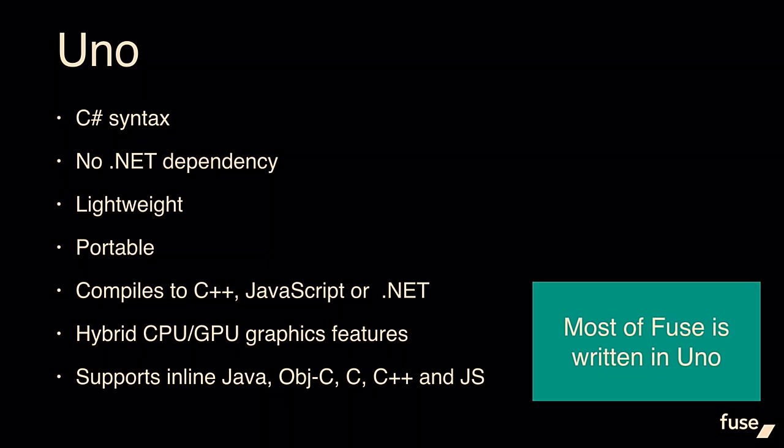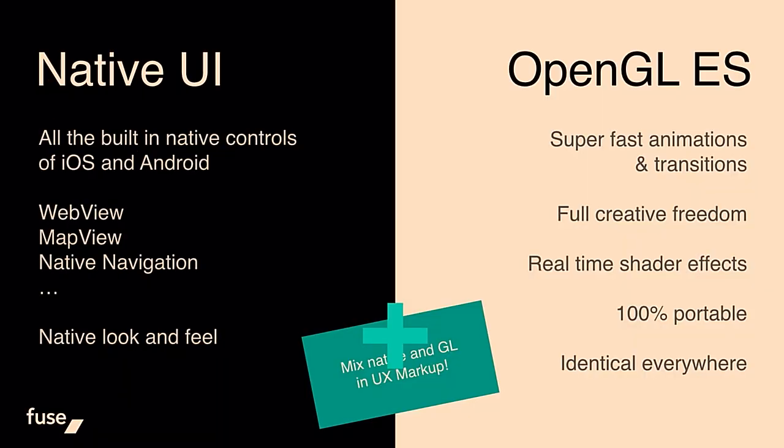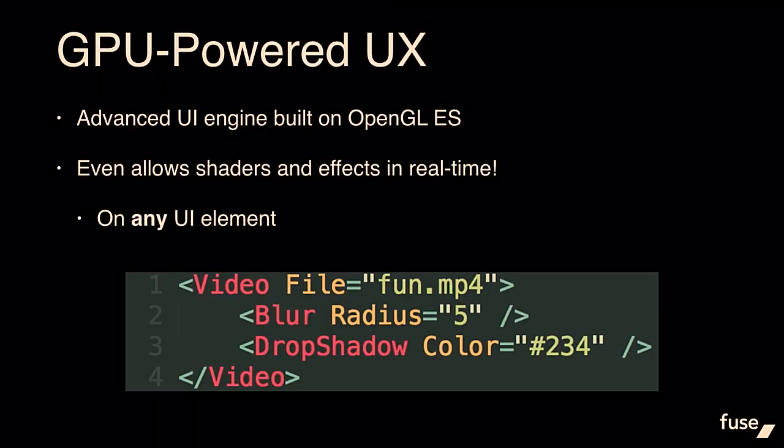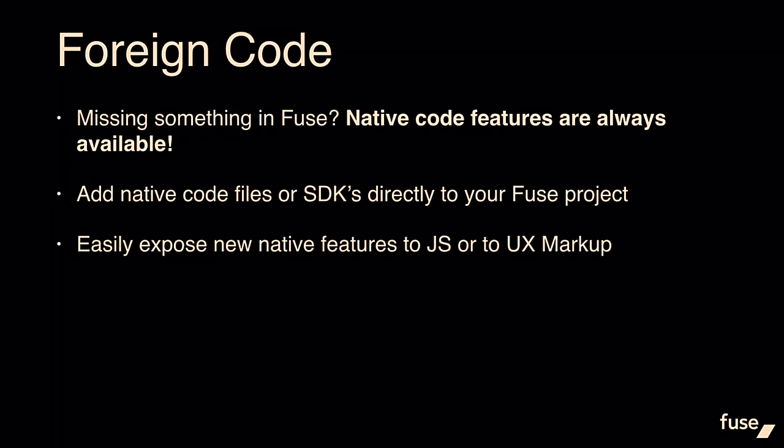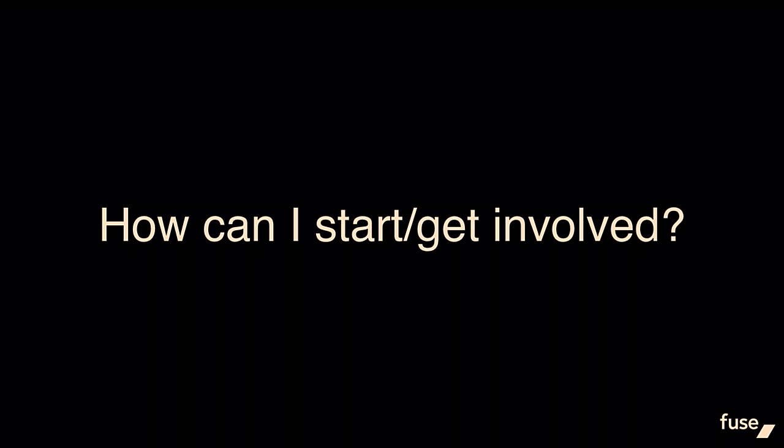Uno is a programming language we created that makes this happen. It's basically C# with a lot of drawing stuff in it, because we're GPU guys. This allows us to use both native UI controls, so we can have a native button, or our own custom rendering stack, which uses OpenGL ES for GPU-powered UX. If there's anything we don't support, you can pull it in with native code by either inlining Objective-C or JavaScript or C++ in your code, or by adding another file.